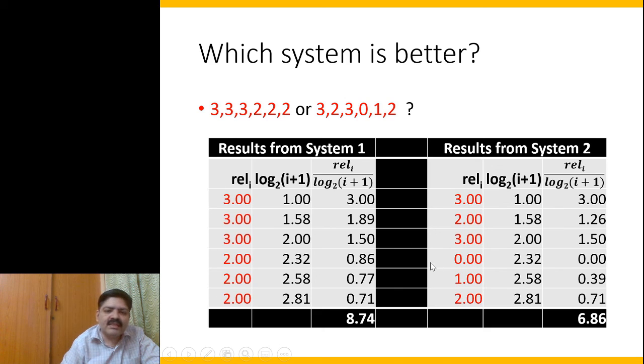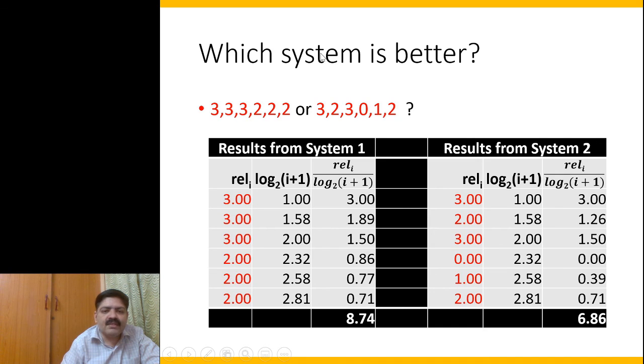So let's work out the DCG scores and convince ourselves that our DCG system works. So if I have relevance grades here 3, 3, 3, 2, 2, 2, then the amount by which I want to punish is log of i plus 1, which are these. And if I take the ratio, then I get the gains, and if I add them up, I get the cumulative gain. So this is the discounted cumulative gain, which is 8.74. If I do the same for system 2, I get only 6.86. So I favor 8.74.